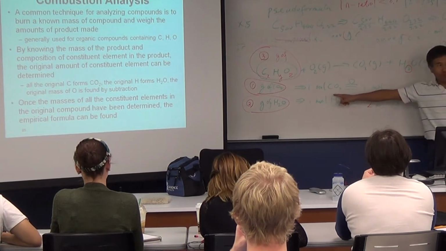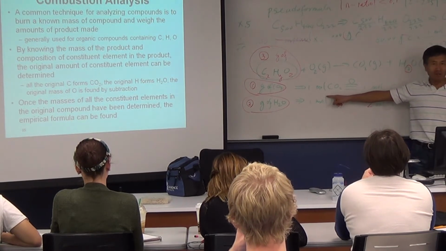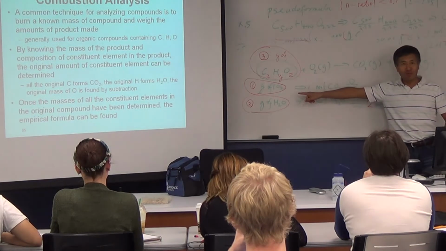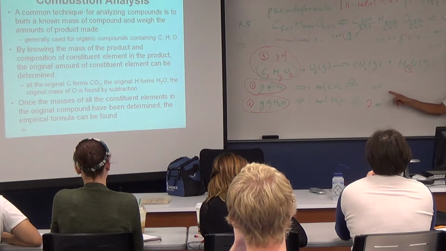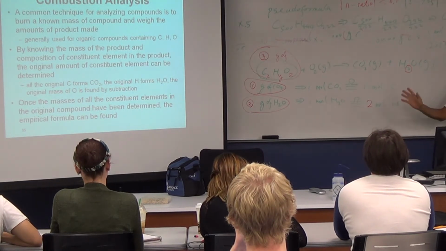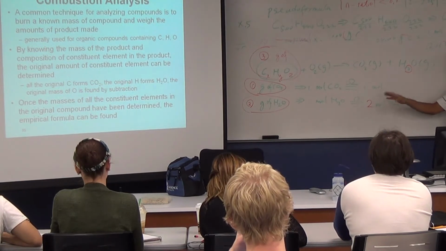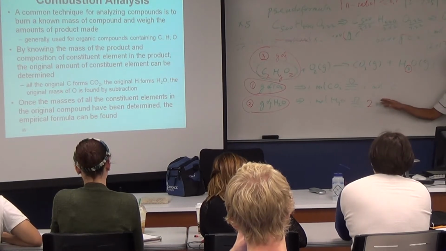By mole of CO2. How do you get a mole of CO2? From gram of CO2. Okay? We're doing one more step forward. So once you get how much mole of carbon, just use 12.01, multiply the mole by 12.01, and you get how much gram of carbon.